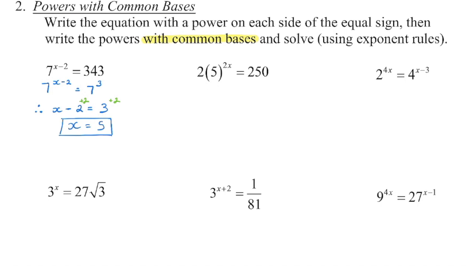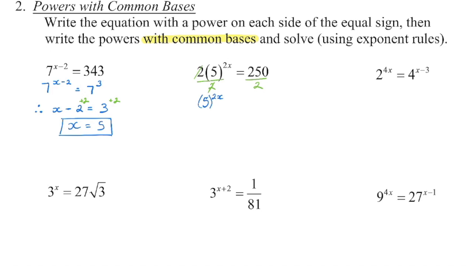We're going to isolate the power by dividing out that 2. 2 divided by 2 is 1. So that's going to leave us just with 5 to the power of 2x. And I don't really need the brackets in this case because it's applied to this 5. That's all I have there. And the right side, 250 divided by 2, we know is 125.